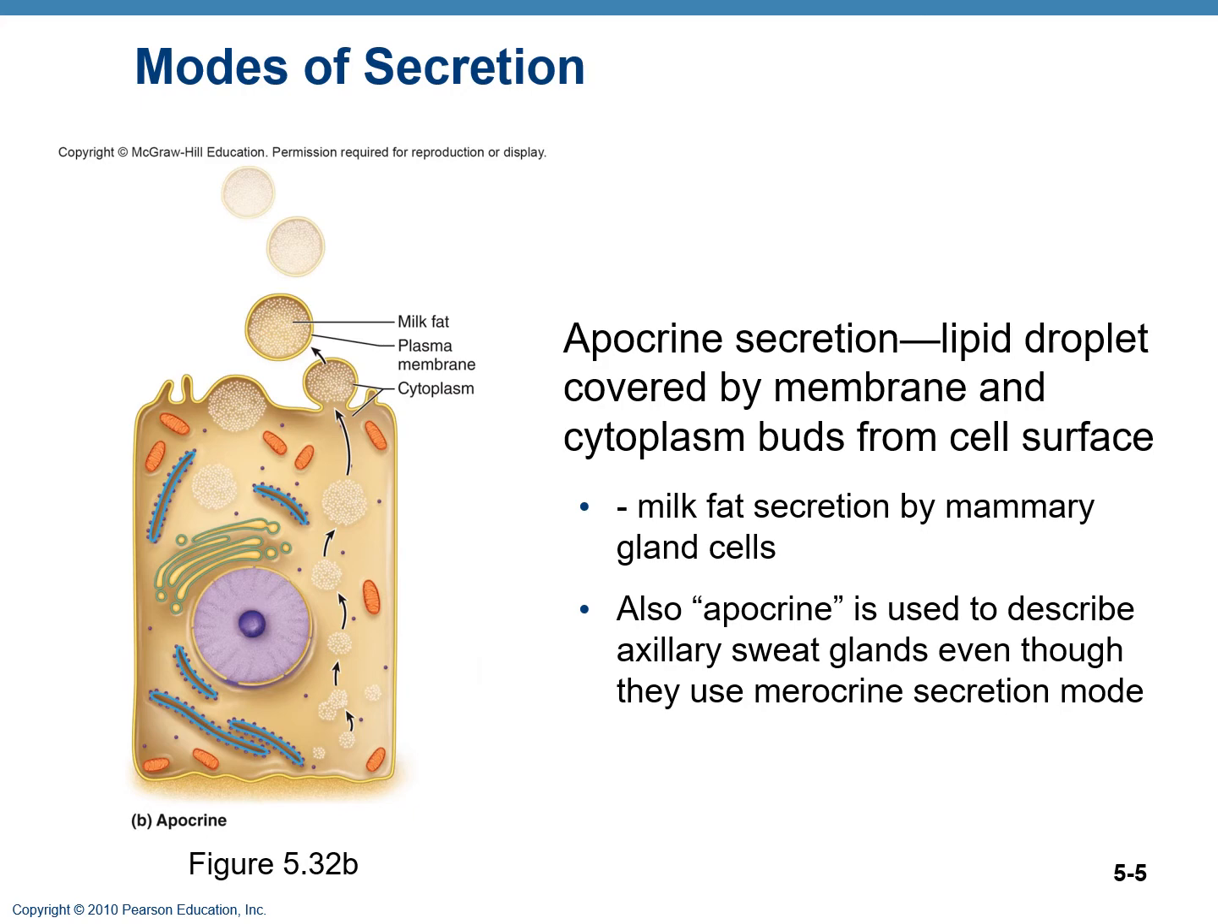And it's also important to note that this term apocrine is used to describe axillary sweat glands, even though they actually use merocrine secretion. So it can get a little bit confusing in terms of just semantics, but keep that in mind when we're referring to apocrine sweat glands. It's kind of a different use of the word. They are actually using the merocrine secretion mode.